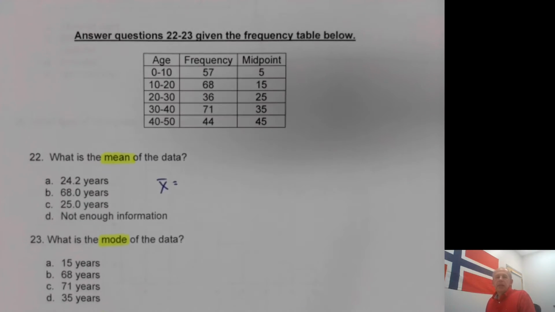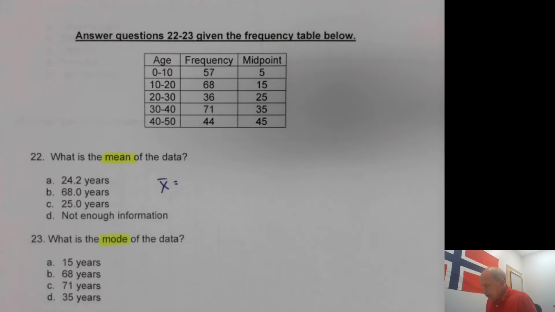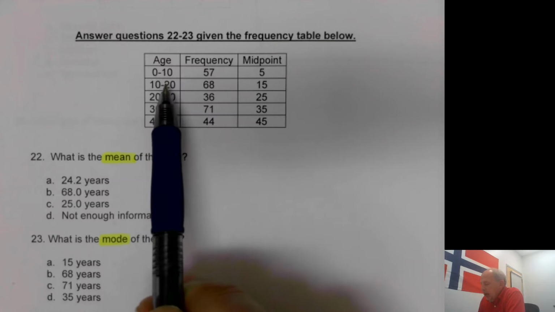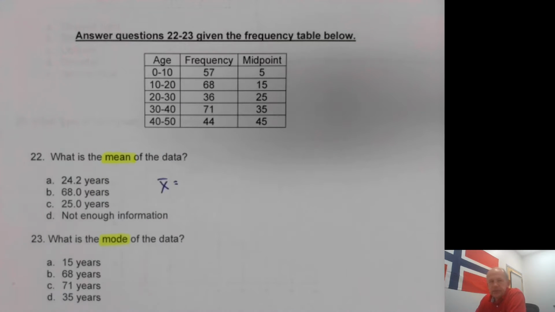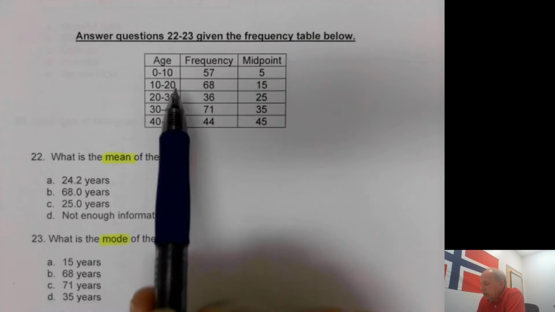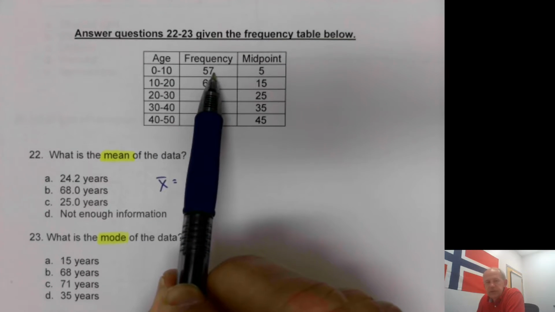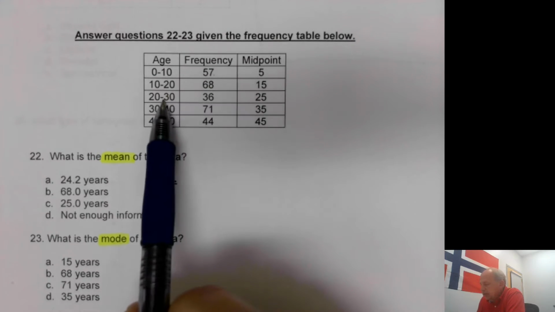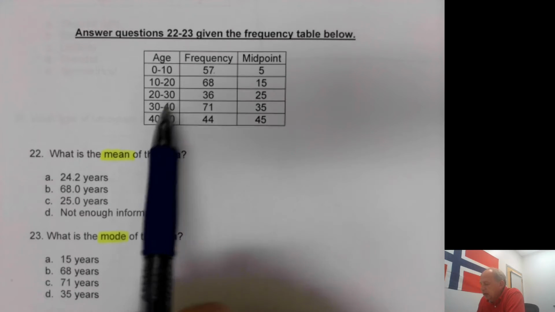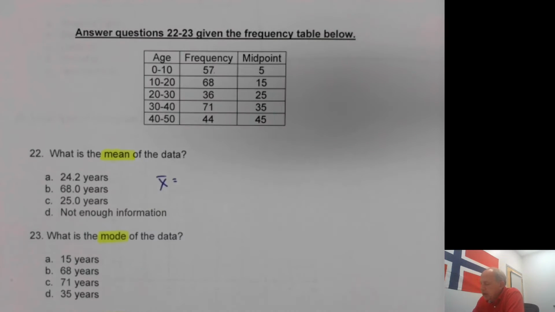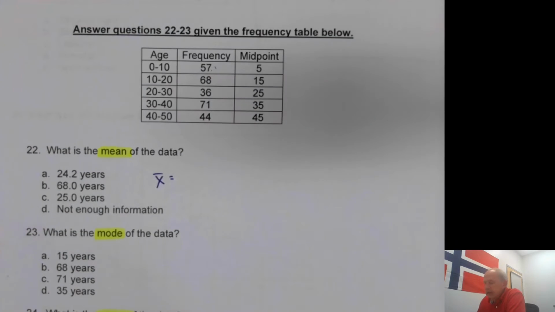Using a frequency table, let's find some statistical measures from this frequency table. Let's say we have a concert and the band wants to see some demographics and some statistics about who their music appeals to. So at this concert, there was some data taken. The children at the concert, there were 57. The teenagers, there were 68. Young adults, 36. A little bit older adults. That's how many people were at this concert.